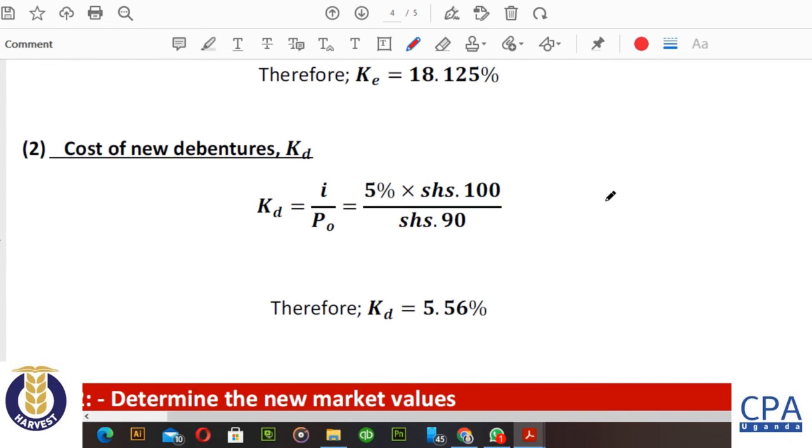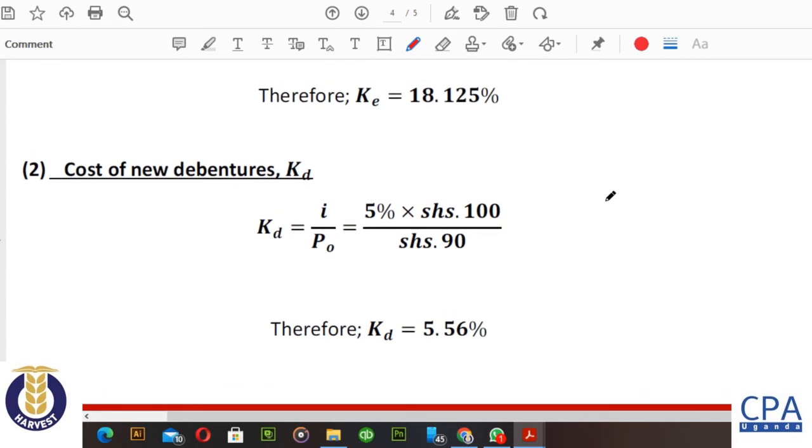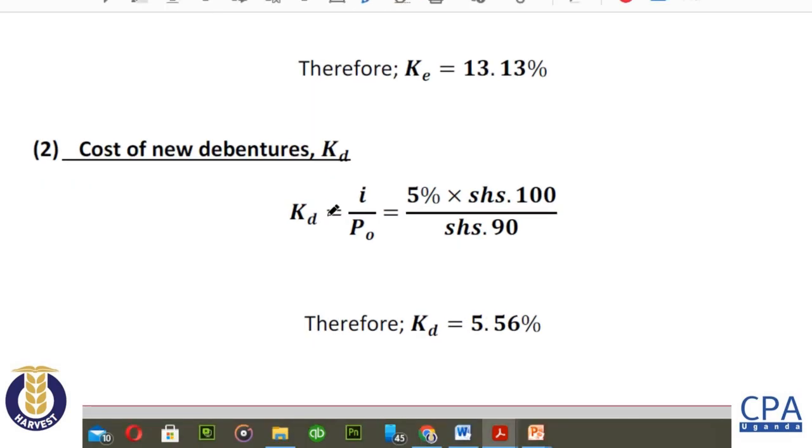And of course, we are told that the debentures are irredeemable. We shall not do the IRR like we did in the first session for weighted average cost of capital. In this case, we are going to use KD is equal to I over PO. I is the interest, and the interest is computed on the coupon. The coupon rate is 5%, and the par value is 100. So the interest, we are going to get 5% times 100 divided by the price of 90 shillings.